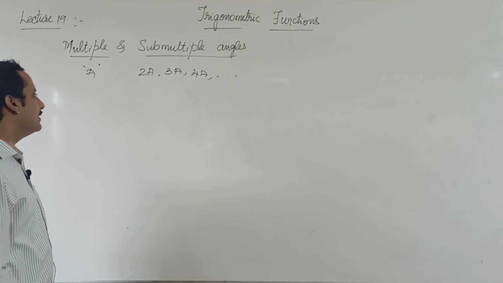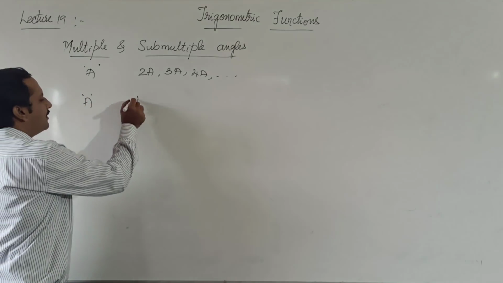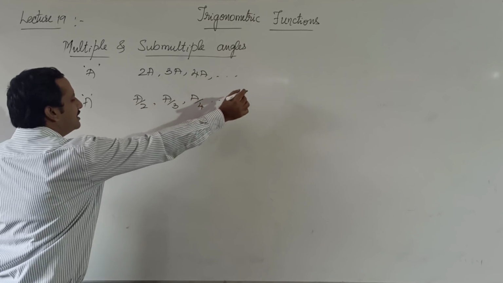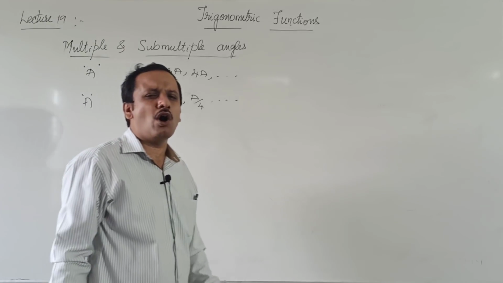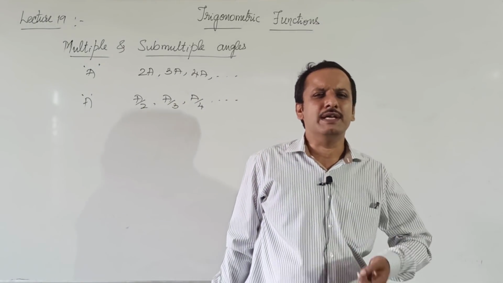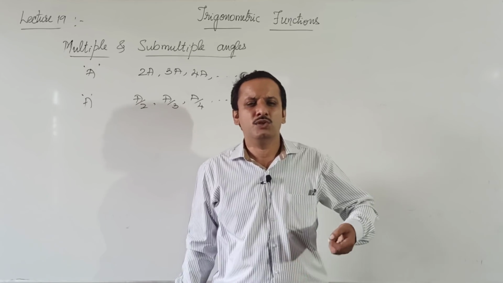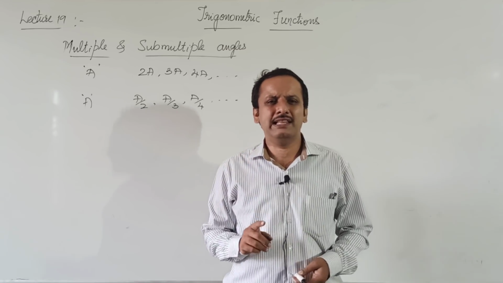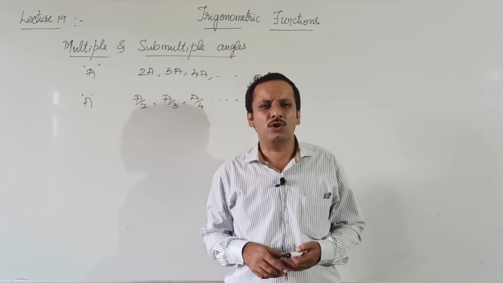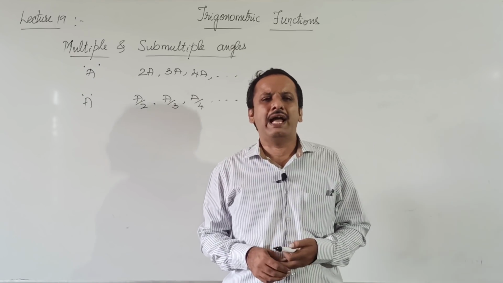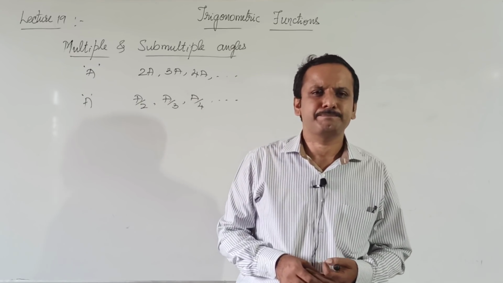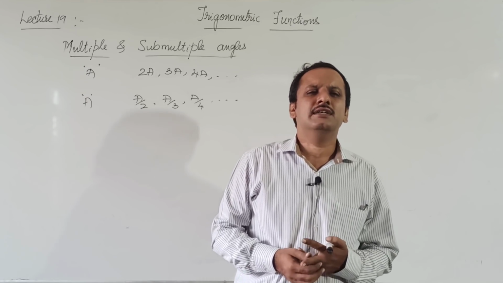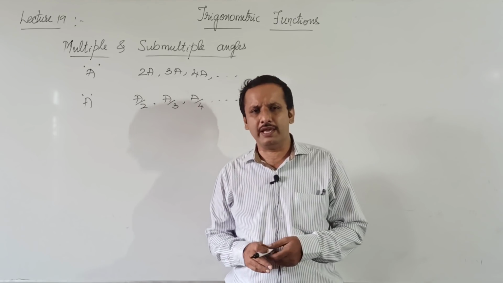Then, if A is an angle, then A by 2, A by 3, A by 4, etc. are called submultiple angles of A. That means A is divided by 2, A is divided by 3, A is divided by 4, etc. Those are called the submultiple angles of A. Is it clear? If A is an angle, then 2A, 3A, 4A, 5A, etc. are called multiple angles of A. And when A is any angle, then A by 2, A by 3, A by 4, etc. are called the submultiple angles of A.